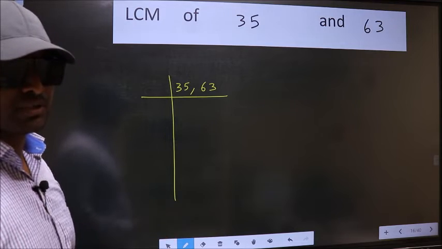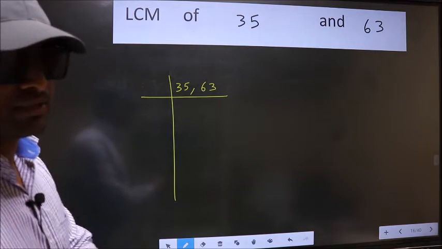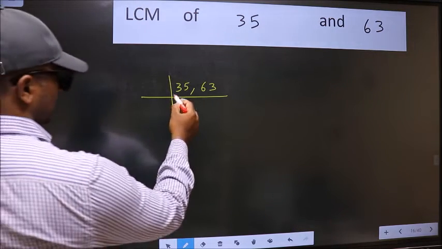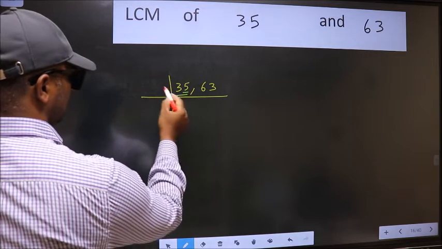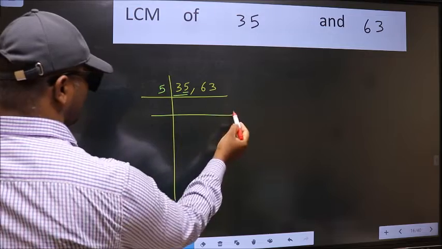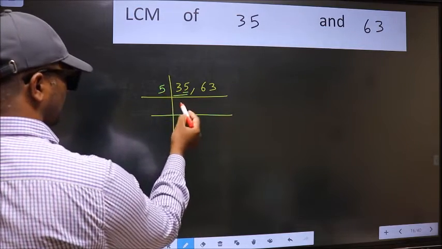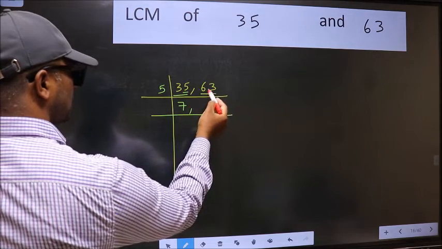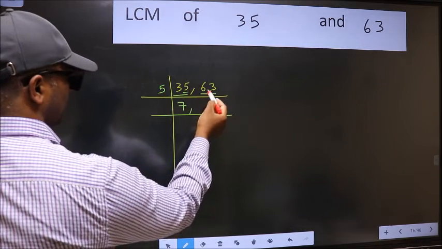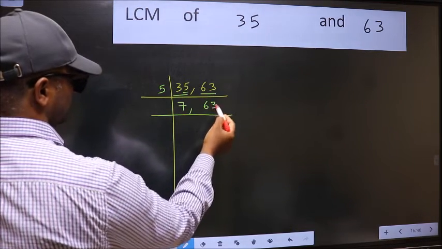Now you should focus on the first number, which is 35 here. In this number, the last digit is 5, so take 5. When do we get 35 in the 5 table? 5 sevens are 35. The other number, 63, is not divisible by 5, so you write it down as it is.